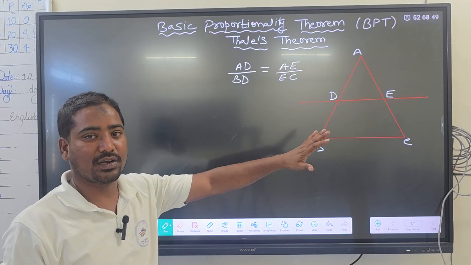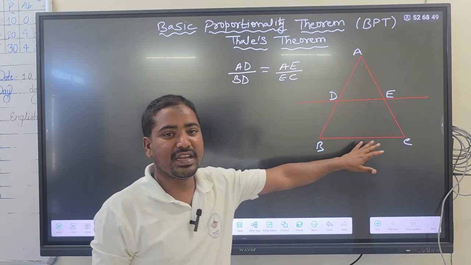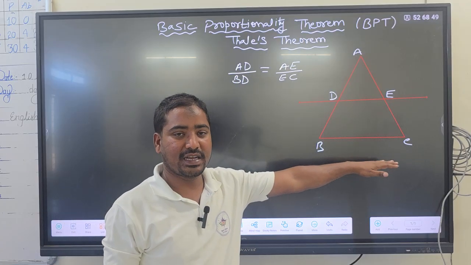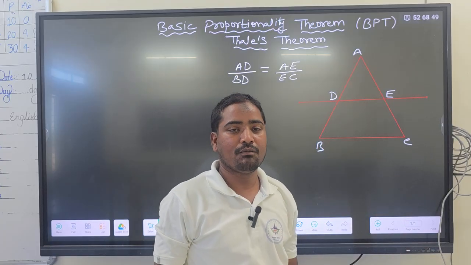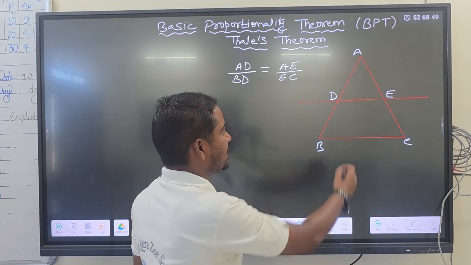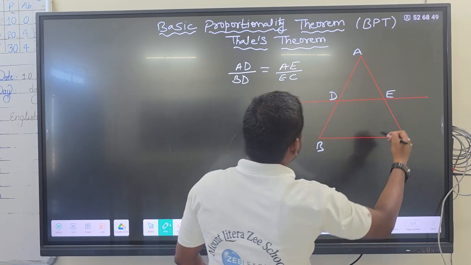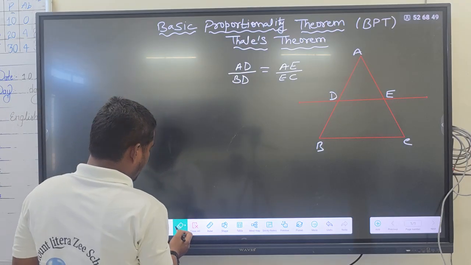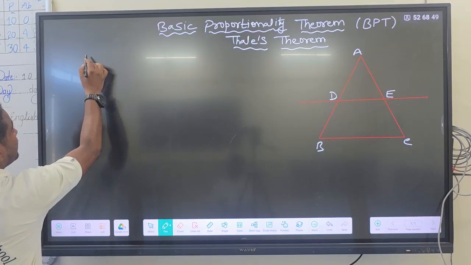Once again, I would like to repeat myself that if a line is drawn parallel to any one side of a triangle, here I have considered BC as one side, then it will divide the other two sides in the same proportionality. That is, AD upon DB will be equal to AE upon EC. This is only what we have to prove. So here we will start our proof. Now I am going to erase this and we will start our proof.